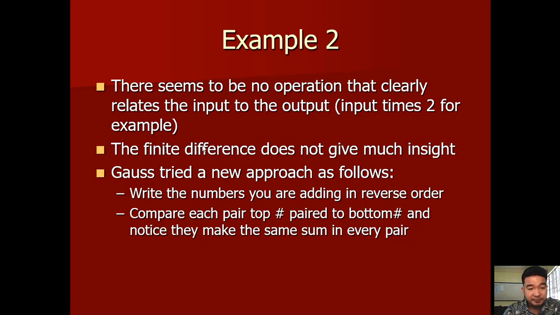add numbers. Gauss tried a new approach as follows. Ito yung ginawa ni Gauss. Write the numbers you are adding in reverse order. So, kung 1 to 100 yun, o kung 1 to 10 muna, no? 1 to 10, isinulat niya yun ang pabaliktad. So, 10 to 1. And then, compare each pair, top number to bottom number.